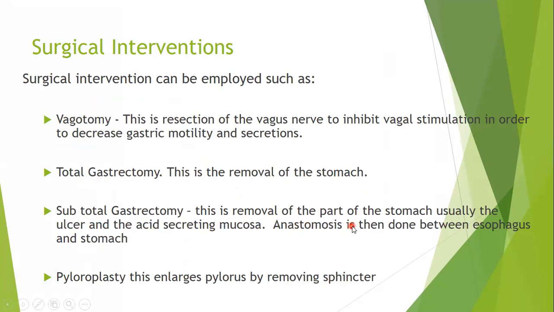Subtotal gastrectomy, this is removal of part of the stomach, usually where the ulcers are located, and also removal of the acid secreting mucosa. Then anastomosis or connection will be done between the esophagus and the stomach. Pyloroplasty, this one enlarges the pylorus by removing the sphincter so that there can be no stasis of acid-containing foods at the antrum of the stomach, the pylorus rather, the exit.